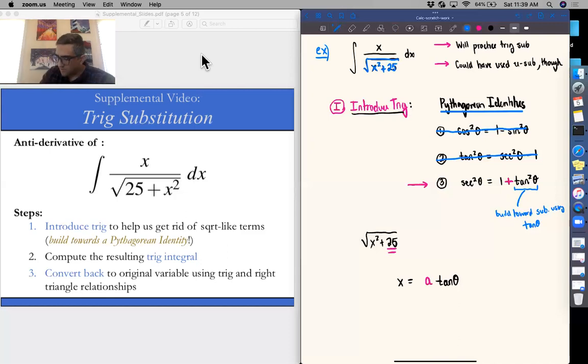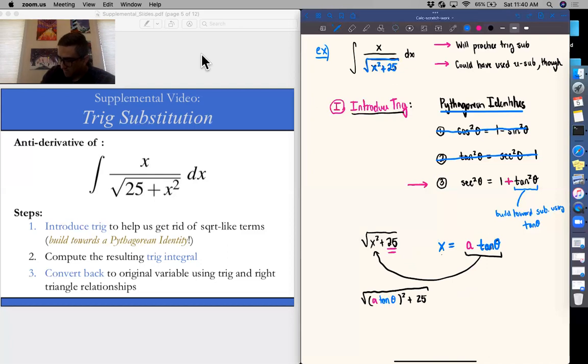Okay, going ahead with our substitution. What I want to try is taking this substitution and putting it inside that square root. Anywhere there's an x, I'm going to replace it with a tangent of theta. So underneath this square root, just doing that, we still have our a tan theta.